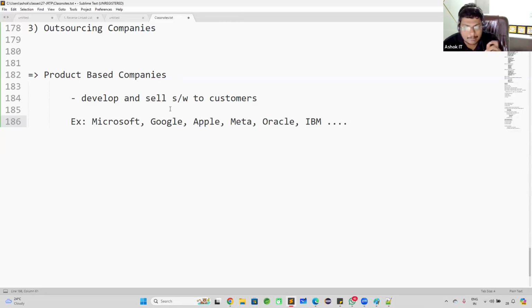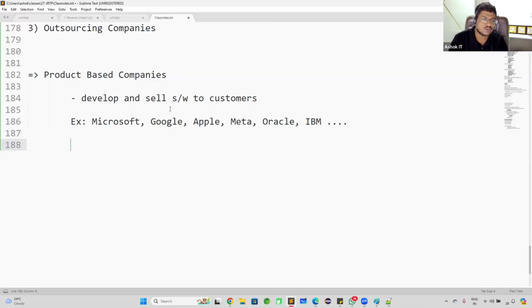What these product-based companies will do is develop the project with their own ideas and sell the project to the customers in the market. Microsoft, Google, Apple, Meta, Oracle, IBM, these all come under product-based companies only.